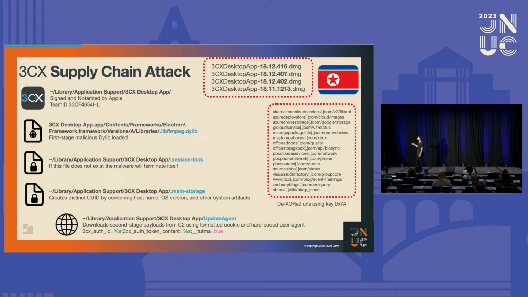It's important to note that in the first stage component, the dylib, if you XOR the entire dylib file with the hex key 7A, you can dump all of the command and control servers that the malware was communicating with, and you can see a few of them listed here.